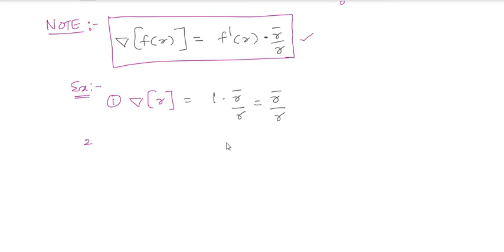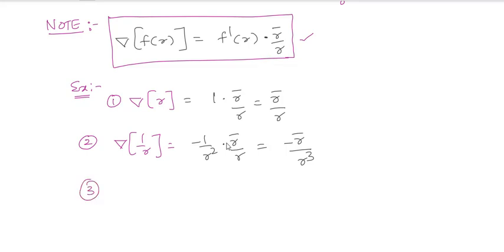Next, let me take some more problems based upon that. Can you tell me what is del of 1 by r? Again same strategy. F dash r is nothing but, for this 1 by r, integration, sorry, differentiation will be minus 1 by r square into r bar by r, which is nothing but minus r bar by r cube. Am I correct or not? So likewise you can solve many problems.